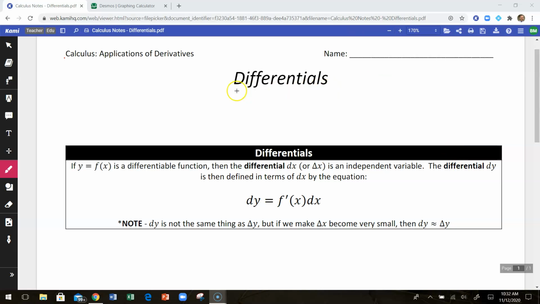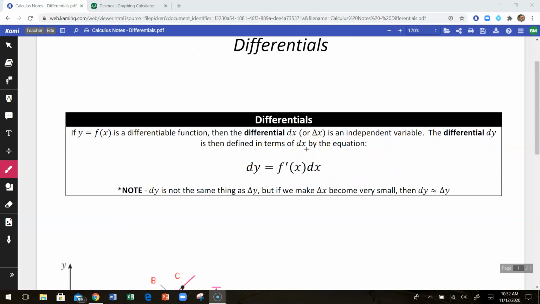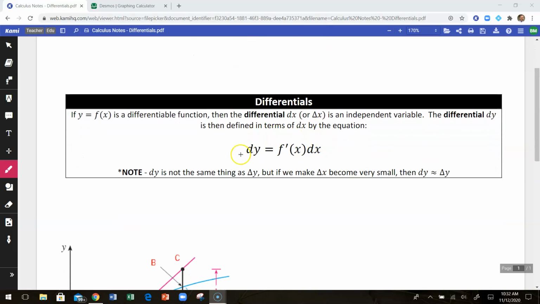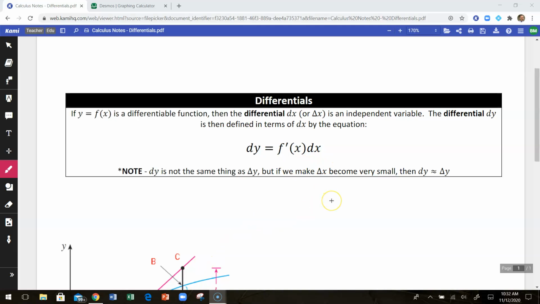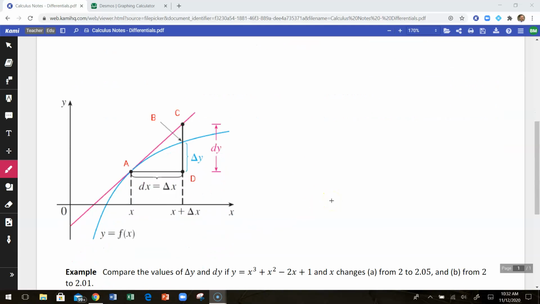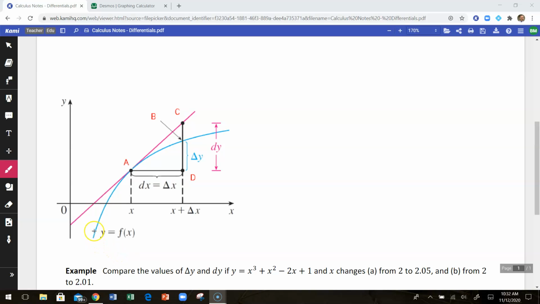In this video we're going to discuss a concept called differentials. This goes along with linear approximation. So we're going to have this formula for our differential, and I'm going to use this picture down here to explain what we are looking at. So we have a function f of x that's going to be this blue curve, y equals f of x. This pink line is our tangent line at a, so that's like our linear approximation of this function.